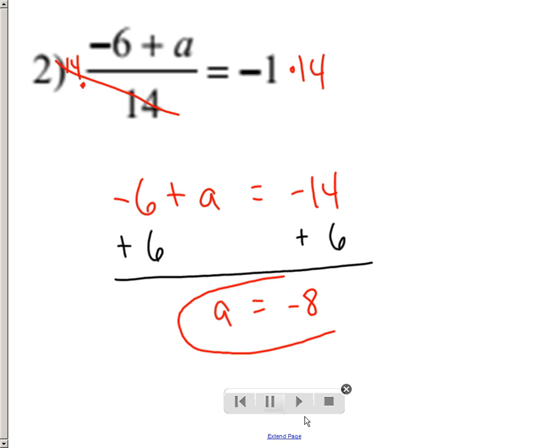Now if you take the time to plug this in, and you make this negative 8 for the a, negative 6 plus negative 8 is negative 14, and negative 14 divided by positive 14 would make it negative 1, which makes the equation true.